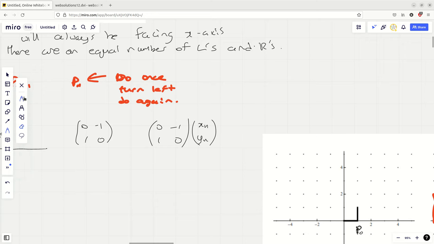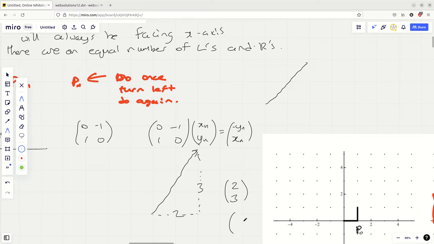When we multiply out this matrix by this coordinate, we get 0 times xm plus minus 1 times ym, which is minus ym, and 1 times xm plus 0 times ym, which is xm. So what am I saying here? Say you have the vector which goes 2 across and 3 up, so that's vector 2, 3. The right-angle vector to that, the one which is rotated, would be -3, 2. That's how you rotate a vector by 90 degrees anti-clockwise.